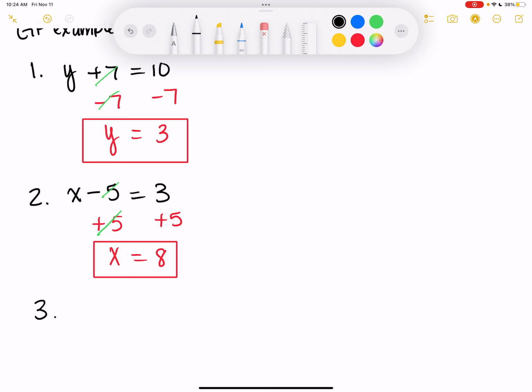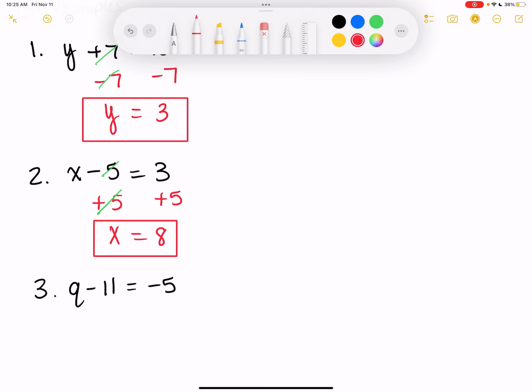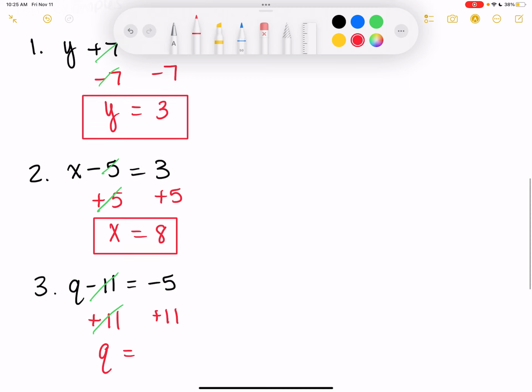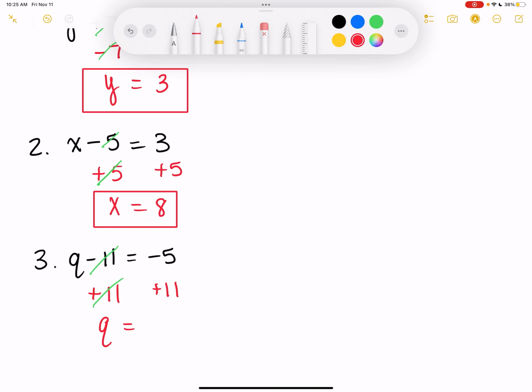All right, on the next one, I'm going to let y'all tell me what to do. Q minus 11 equals negative 5. So what do I need to do to both sides of this one? Add the 11 to the 5 and 11. Yep. And then what does that leave me with? 6. Yep. Q equals 6, because 11 minus 5 basically is 6.